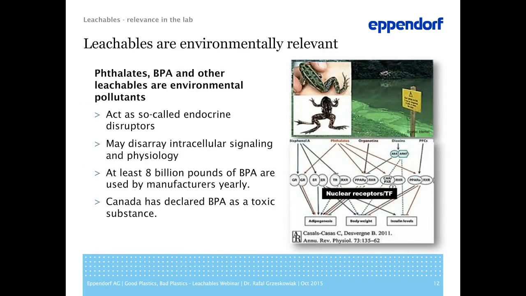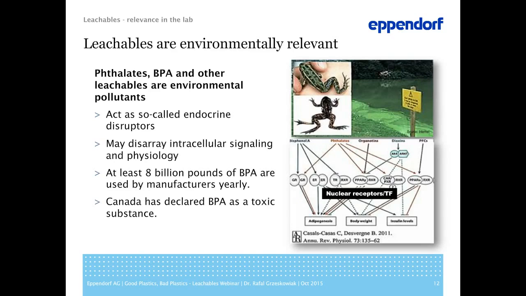Now, as you see here, leachables are also environmentally relevant pollutants. And phthalates, bisphenol A, and other leachables have been shown to act as so-called endocrine disruptors and directly target nuclear receptor transcription factors, and by doing so disrupt various intracellular signaling pathways with developmental and physiological effects. And these effects are particularly profound in amphibians, and some examples are shown here.